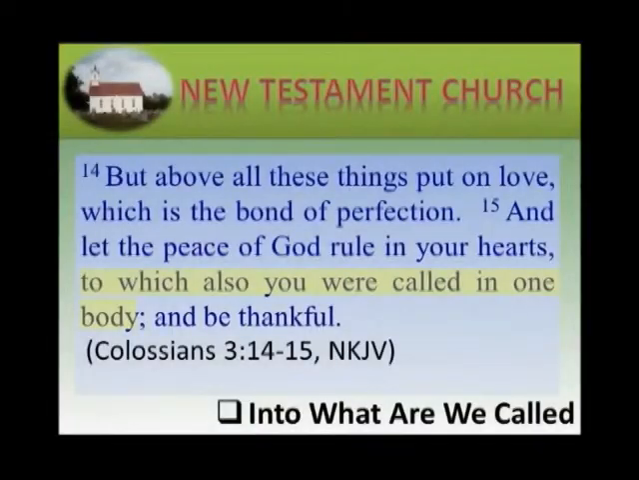Let's take a look at another one. In Colossians chapter 3, 14 and 15, Paul stated we are called into one body. "But above all things, put on love, which is the bond of perfection, and let the peace of God rule in your hearts, to which also you were called into one body, and be thankful." Now, we'll examine the term body in a future lesson, but notice it says, to which also you were called in one body. That means there's unity there, no division. That's important to note. We have a lot of religious division out there. It shouldn't be that way. All these little divided parts are not a part of the one body. And that's important to note.